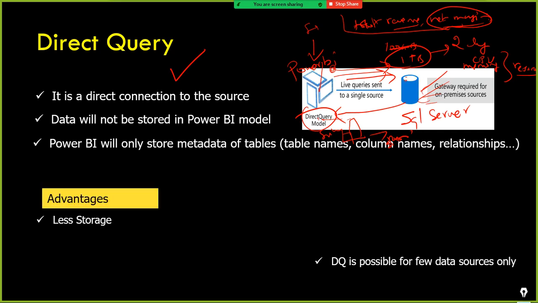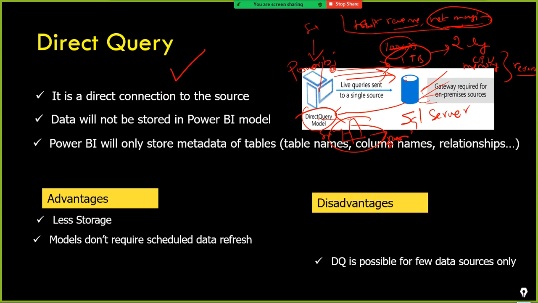So the advantage of this is that it requires less storage, because we are not downloading or importing the entire data. Let's say you have 100 GB or 1 terabyte of data, you are not importing it. Hence, it doesn't require storage space in your local Power BI Desktop, and it also doesn't require data refresh. Whenever you connect, or whenever you refresh your chart, it automatically queries your source system and gets the data. So you don't have to schedule the data refresh, unlike import.